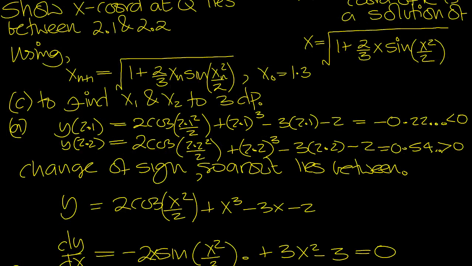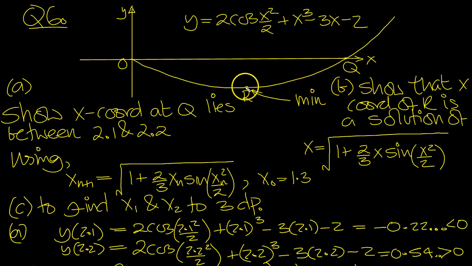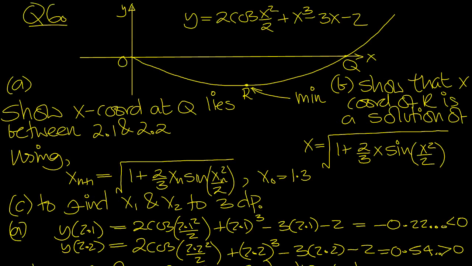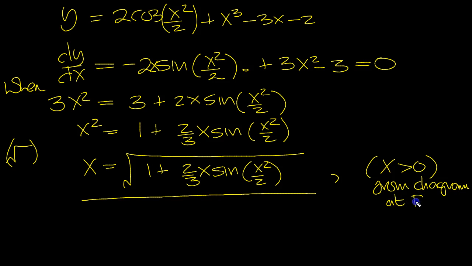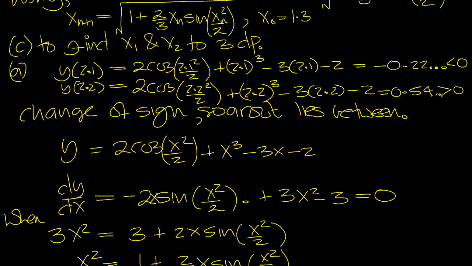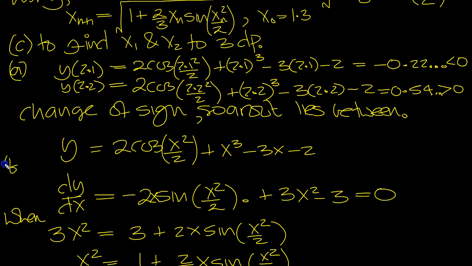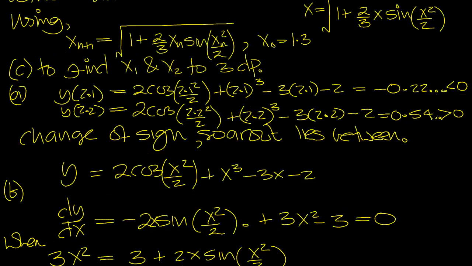X is positive because in the diagram it shows that x has a positive value here. This minimum has a positive x value. Okay, good. So that's what we've got there for part B. So we've done that.